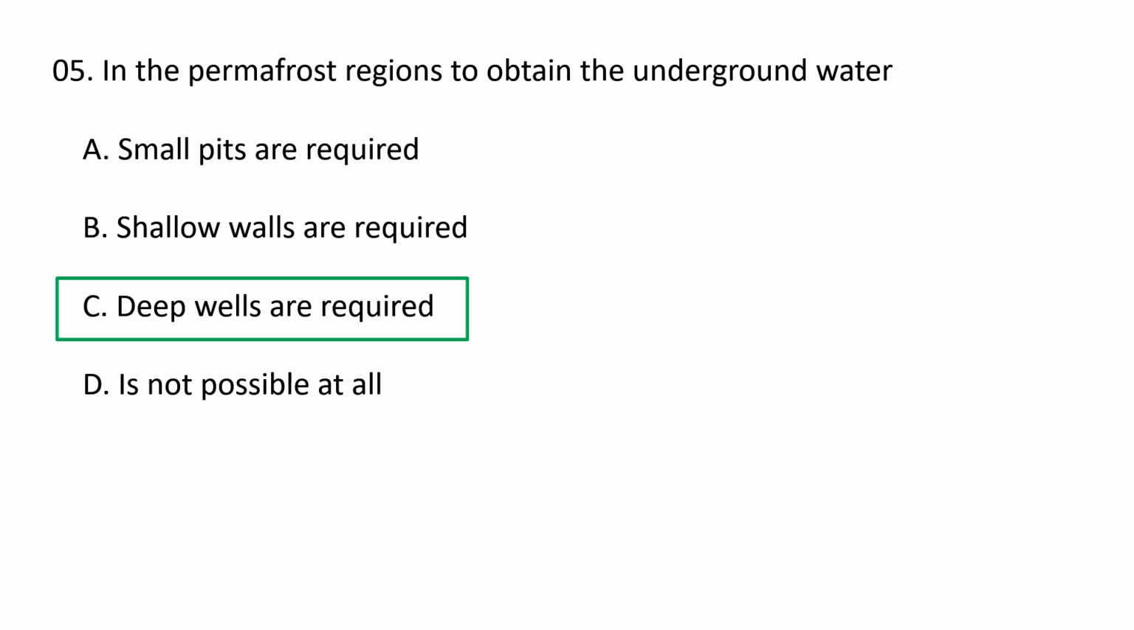Active groundwater flow occurs above and below the permafrost layer, which is essentially impermeable. So this obstacle to downward drainage causes the surface to be boggy, and when a substantial volume of water flows in the groundwater system, areas of unfrozen ground occur within the permafrost. So in the permafrost regions, to obtain the underground water, deep wells are required. C is the correct option.